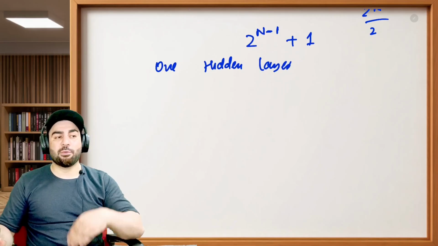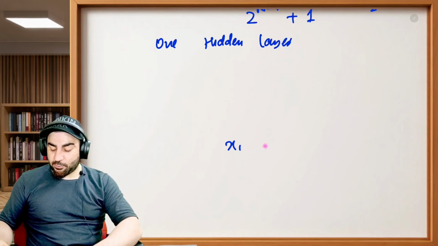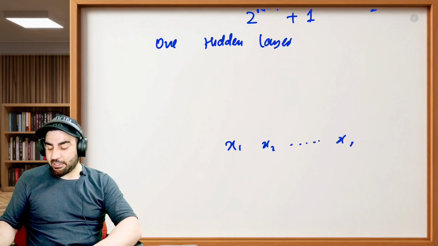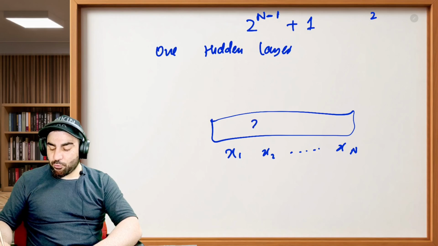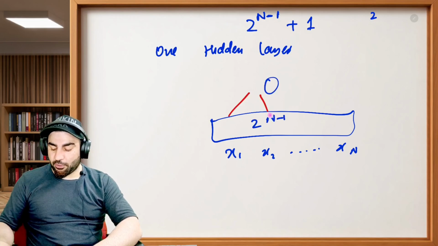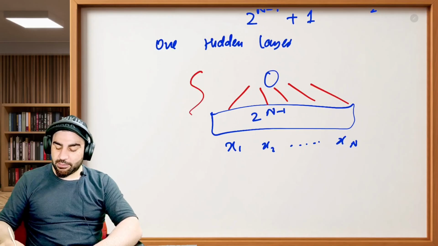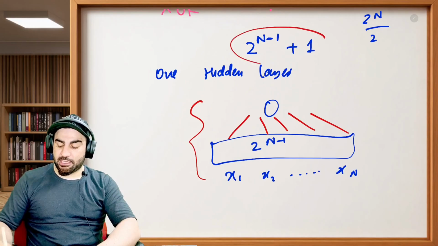Then we have one more layer, so one more neuron will be used for OR. So you have, let's suppose, x1, x2 till xn. Then in the hidden layer in between, you will have 2 to the power n minus 1 neurons, and then plus 1 neuron to perform the OR of these. Okay, so these many neurons will be used if we just have one hidden layer. So this is the number of neurons.